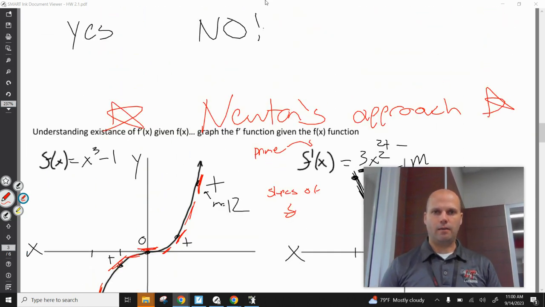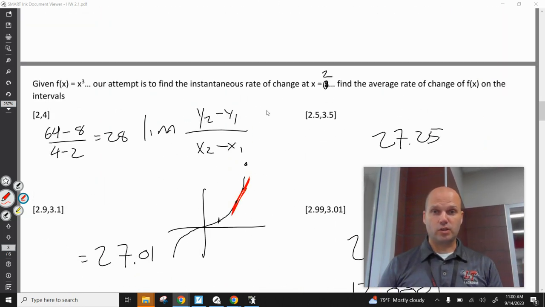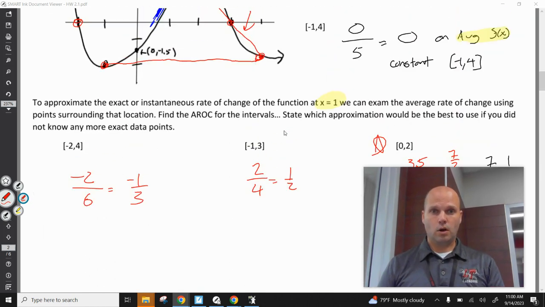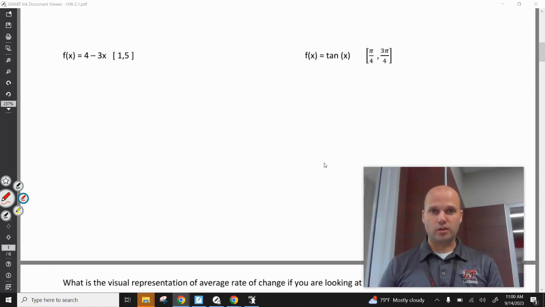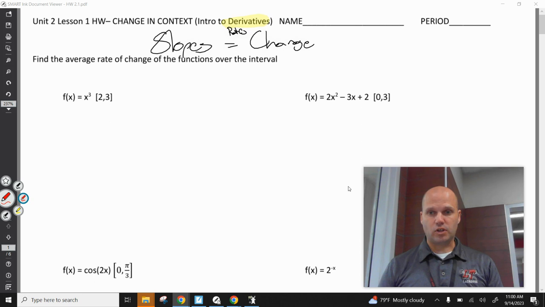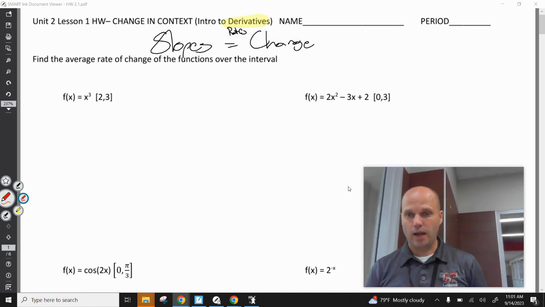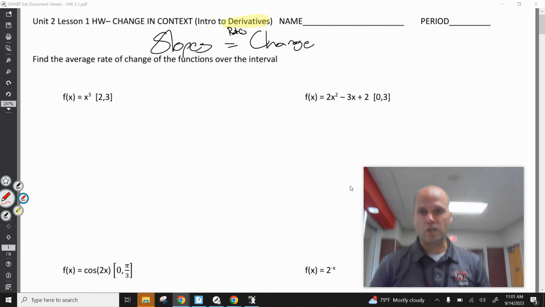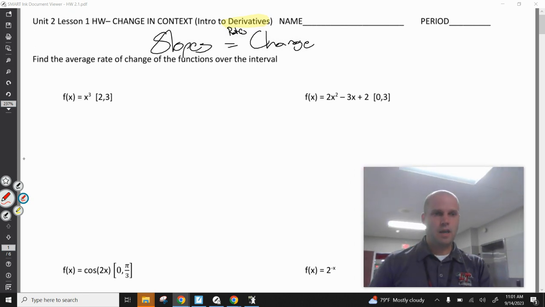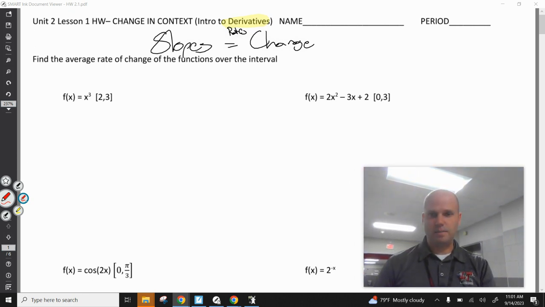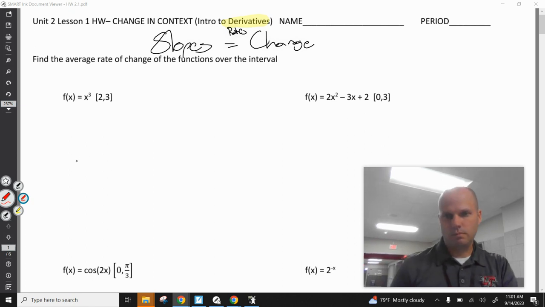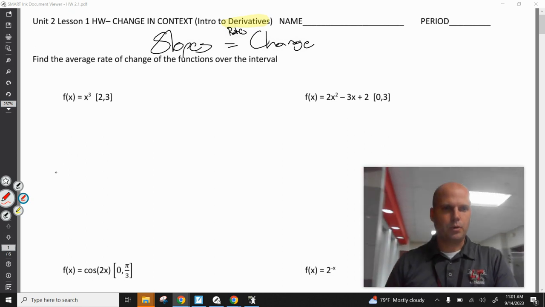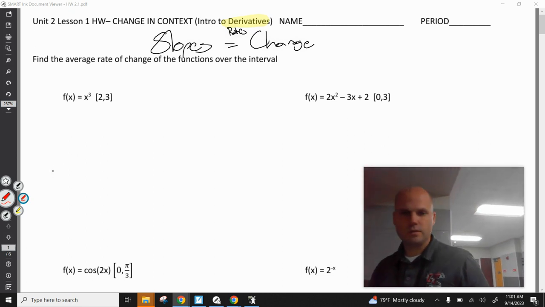Okay, now the rest of the questions are those simple average rate of change questions. So I'm just going to blow through these, okay? I'm not even going to talk. All you need is the slope formula, and we will even say the statements, and we're good. Maybe I'll just put it up here for you guys to check your answers.